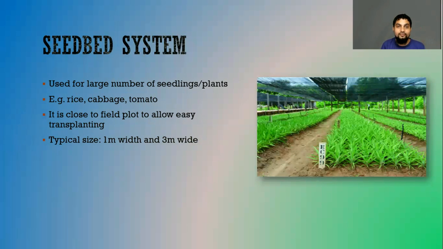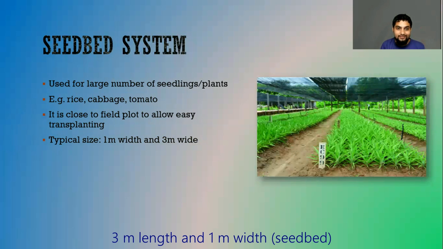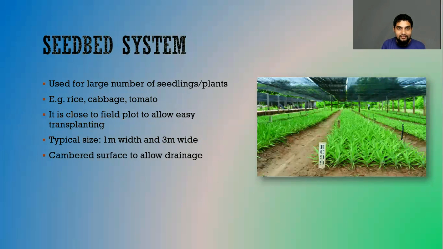A typical size of a seedbed would be 1 meter in width and 3 meters in length. And the seedbed should have a cambered surface, meaning that it should have a little curve to allow the water to drain very easily, so that in rainy season you do not have too much water accumulating on the bed.